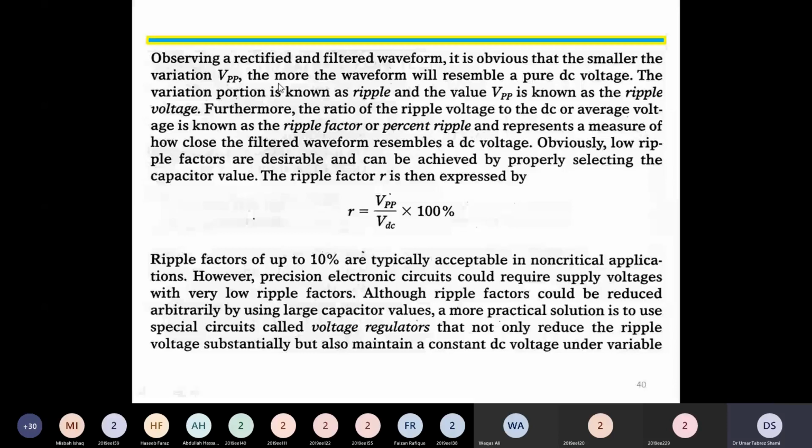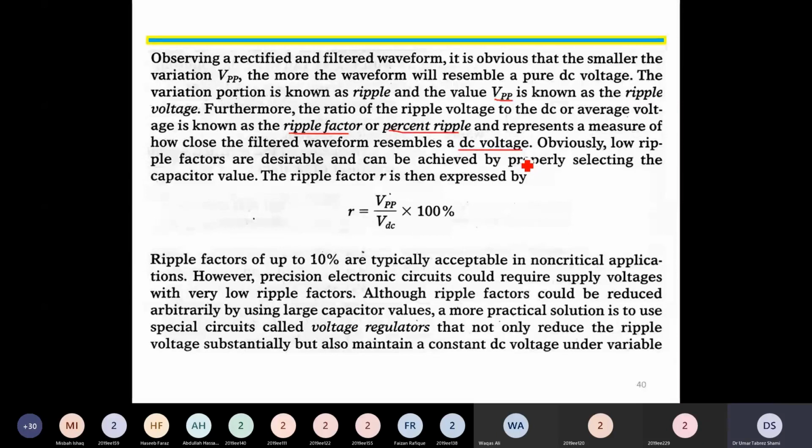The variation proportion is known as ripple, and the value VPP is known as the ripple voltage. Furthermore, the ratio of the ripple voltage to the DC or average voltage is known as ripple factor or percentage ripple, and represents a measure of how close the filtered waveform resembles a DC voltage. Obviously, low ripple factors are desirable and can be achieved by properly selecting the capacitor value.